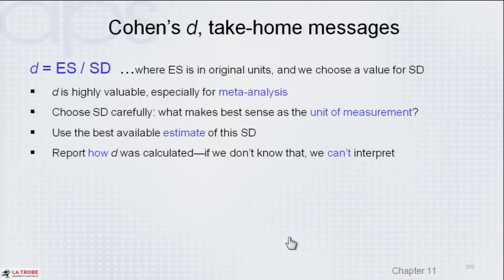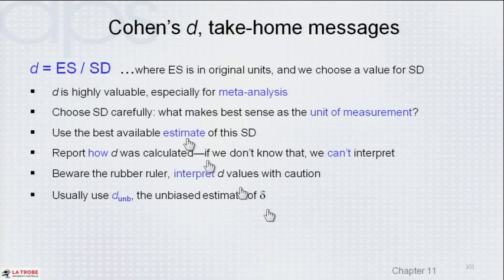So the take-home messages with Cohen's D: it is this ratio. It's really worth having. Choose the standard deviation unit carefully, and then the best estimate of that. Maybe that will involve pooling over a number of different groups, or even a number of different experiments. Do a little meta-analysis of your standard deviation estimates so that your rubber ruler doesn't bounce around so much. That could be a good strategy. We've done that on occasion. Report how it was calculated and beware the rubber ruler.